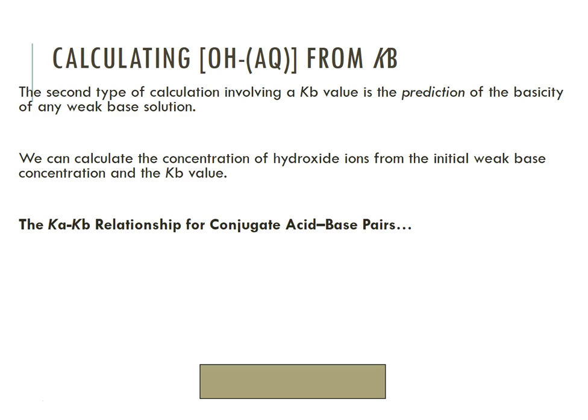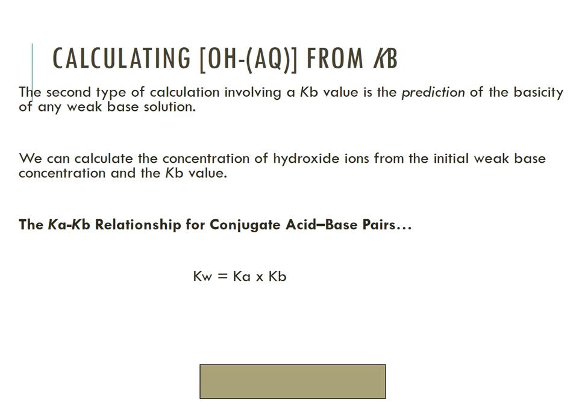The other type of calculation you will need to be able to perform involves determining the pOH or pH of an acid or base. Because the acid-base table does not provide values for Kb, we need a formula to allow us to convert Ka values to Kb values. This is the formula here. The value of Ka multiplied by Kb will give you Kw.